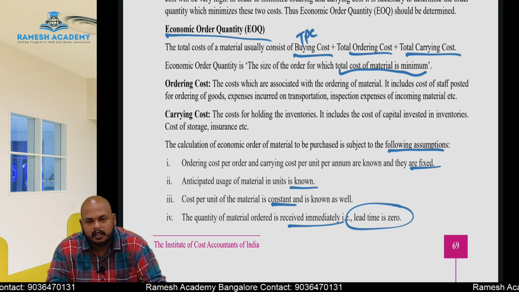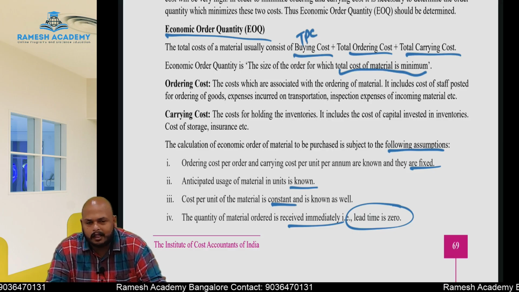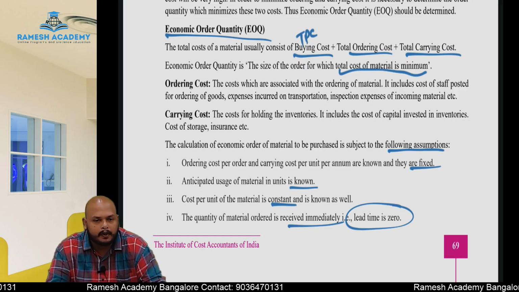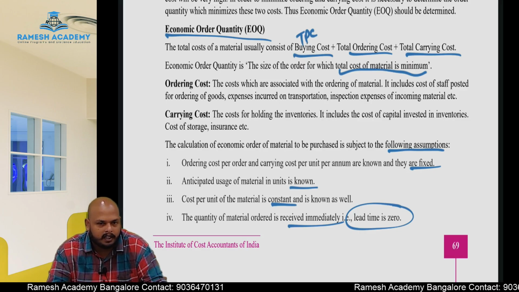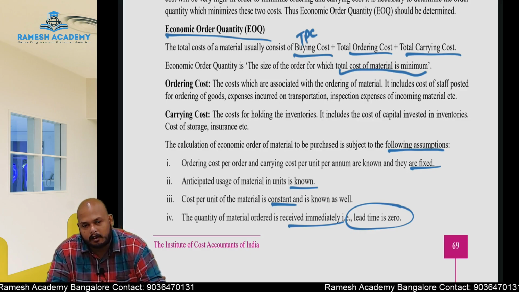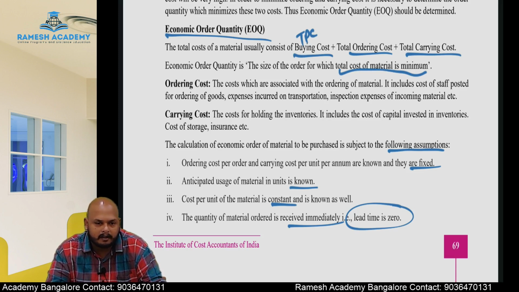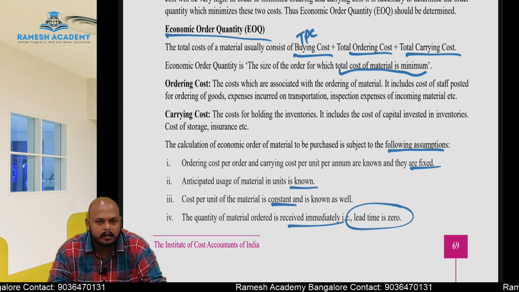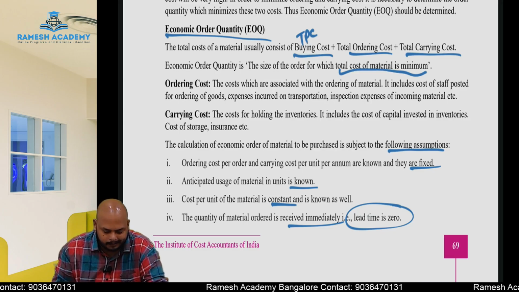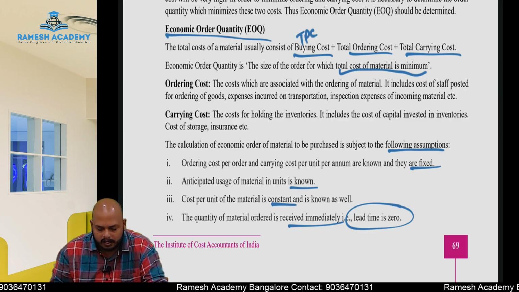So if the ordering cost per order changes, then EOQ will not apply. If the carrying cost per unit per annum changes, EOQ will not apply. If the annual demand is not known, EOQ will not apply. If the cost per unit, or the price of a kg, changes, then also the EOQ concept will not apply. So these are the overall assumptions for EOQ.